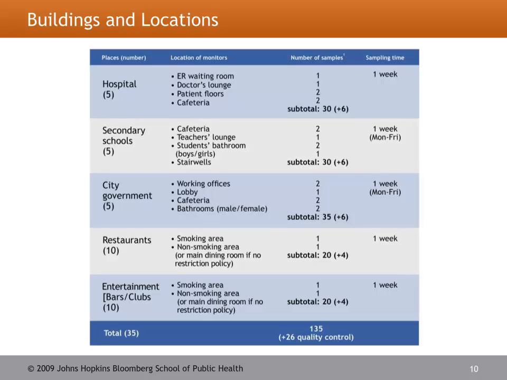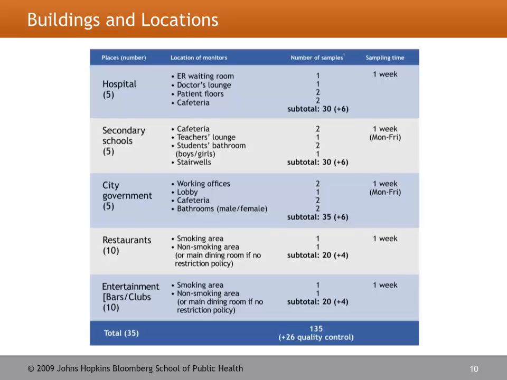Then you see the sampling time. We recommended 7 days, but this varied depending on the type of building. So as you can see at schools and in government buildings, a week really only consisted of 5 days, Monday through Friday. The reason behind that is that schools and government buildings weren't actually open on the weekends, so there was no reason to actually monitor on Saturday and Sunday. It was basically just a wasted period of time to have the monitor there, which would dilute the actual sampling or the collection of nicotine.